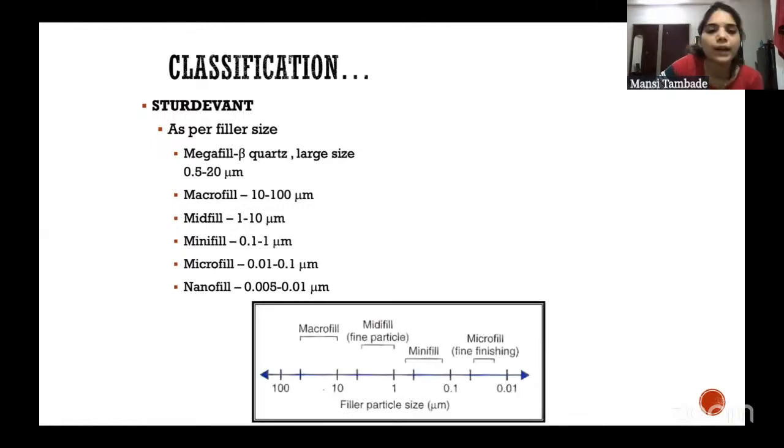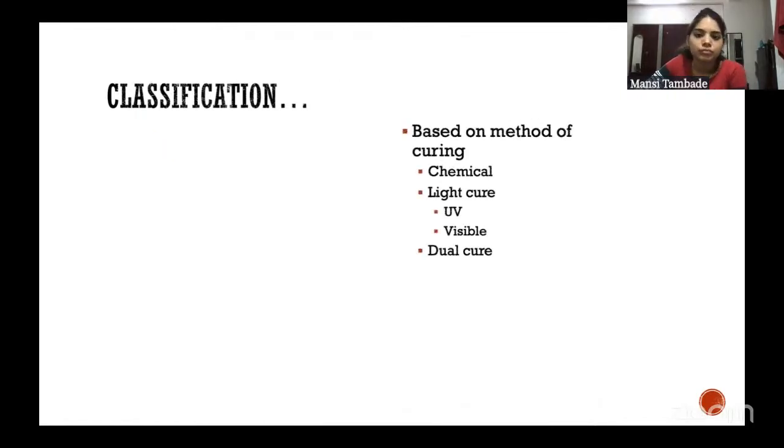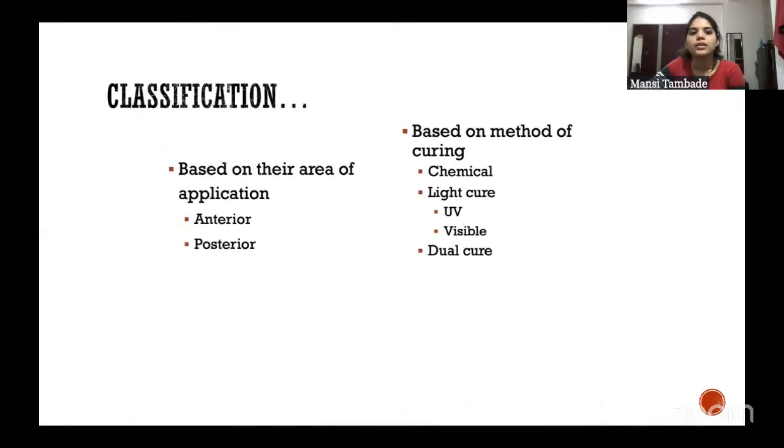Definitely you can draw a diagram. It will give you the upper hand, because you know what the size of the particles is, where we can use them, and what the range is between the different types of particles. The second classification is by the area in which it is applied, whether anteriorly or in the posterior region, and based on the method of curing: chemical cure, light cure, UV visible, dual cure.